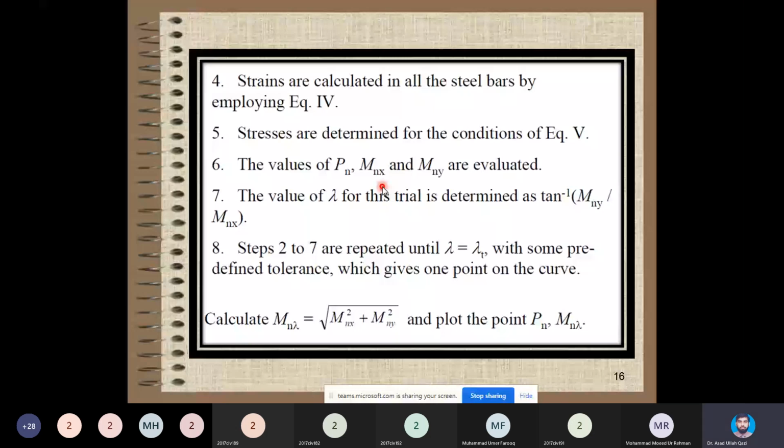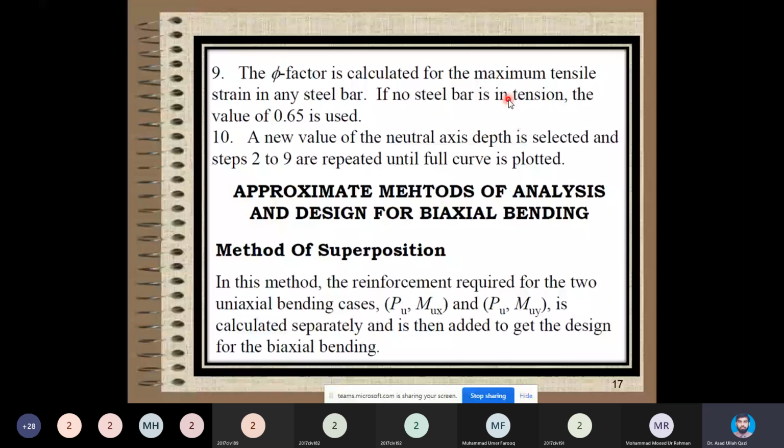Phi factor is calculated for the maximum tensile strain in the steel bar. So just like your columns under uniaxial bending, phi will be decided by the highly stressed bar in tension. If it is not yielded, then phi will be 0.65. If it is in the transition, then phi will be 0.65 to 0.9. So a new value of neutral axis depth is selected and steps 2 to 9 are repeated until the full curve is plotted.